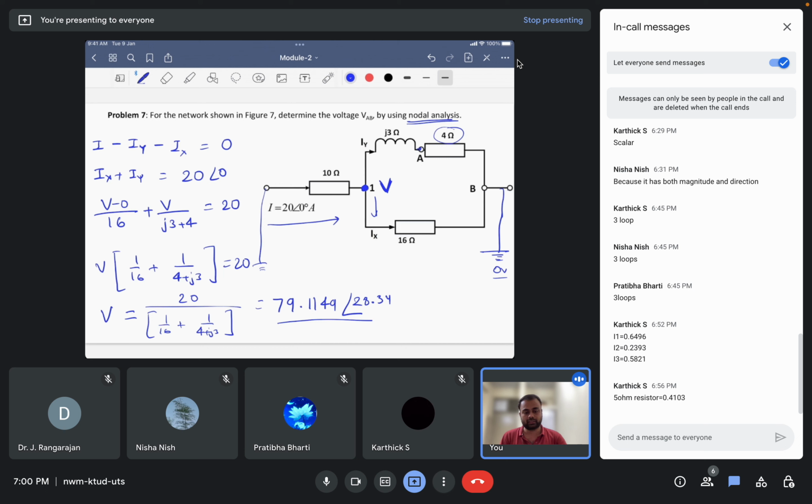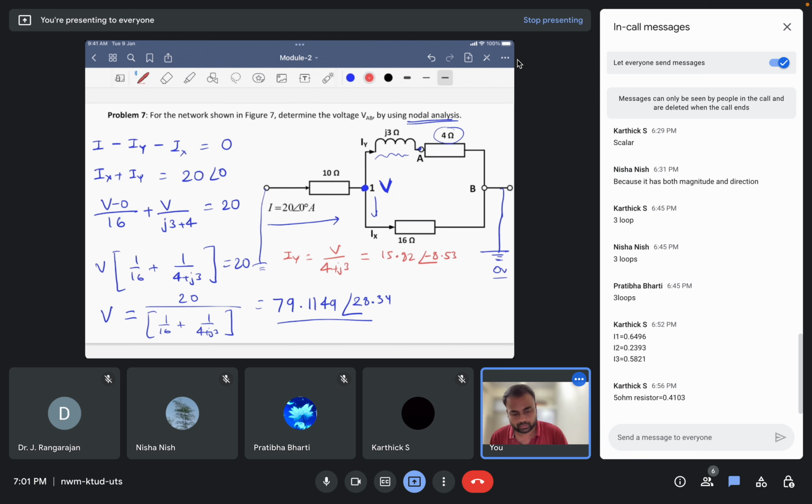we have to subtract the voltage drop across the inductor. Therefore we have to again find the value of current Iy. So current Iy we have already written as V by 4 plus j3. So let us divide V by 4 plus 3j, where j here is the imaginary part. So the current comes out 15.82 and the angle is minus 8.53.